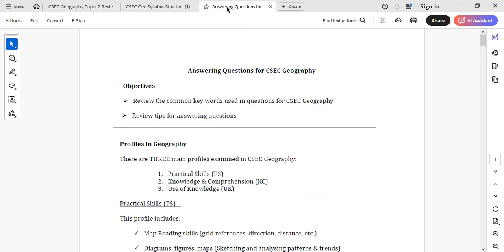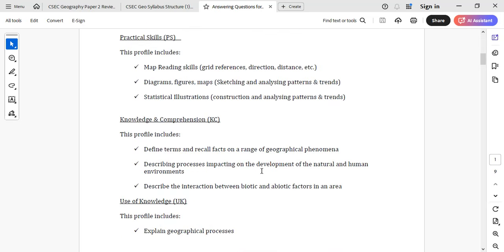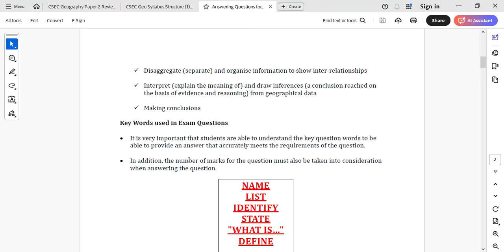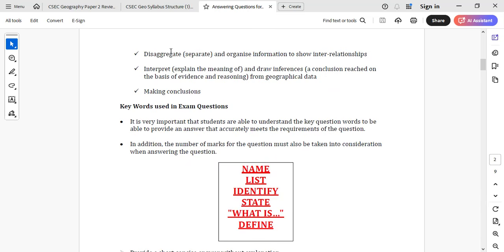Finally, answering your questions. Be mindful of your key action words in the questions, right? Your practical skills, map reading skills, your ability to interpret and draw diagrams and figures and maps and statistical illustrations; knowledge and comprehension, defining and recalling facts and terms, describing processes, describing interactions; and explaining geographical features and processes comes under use of knowledge, explain as being interpreting information as well.